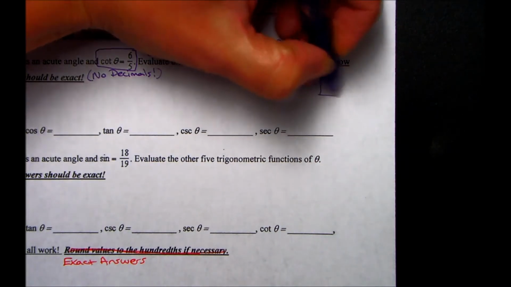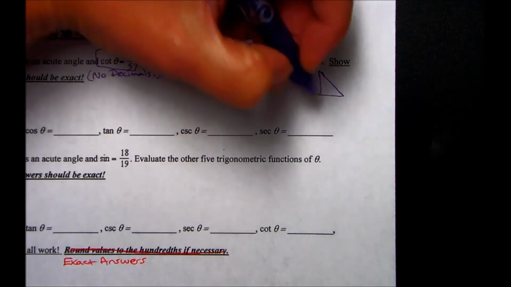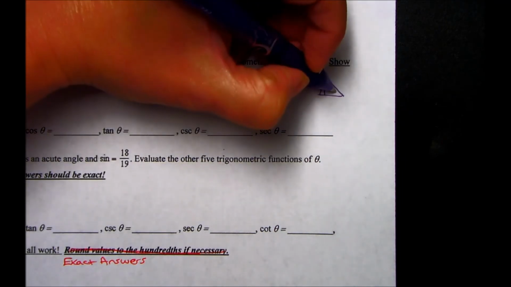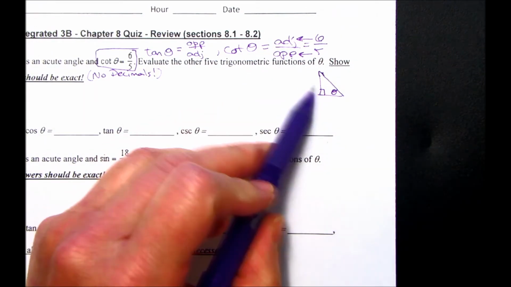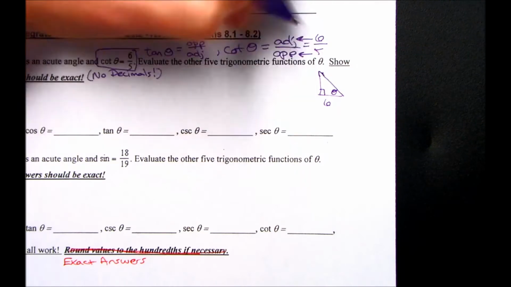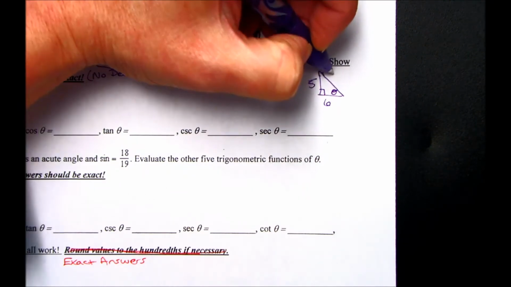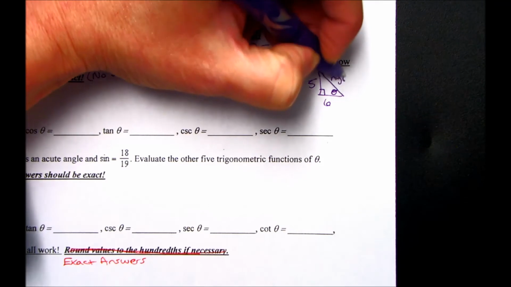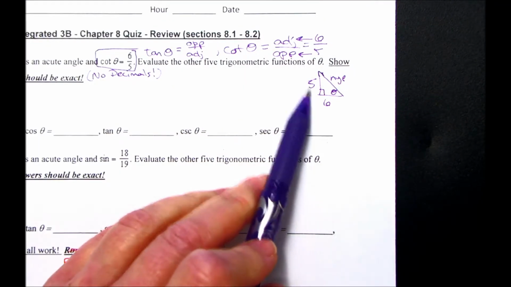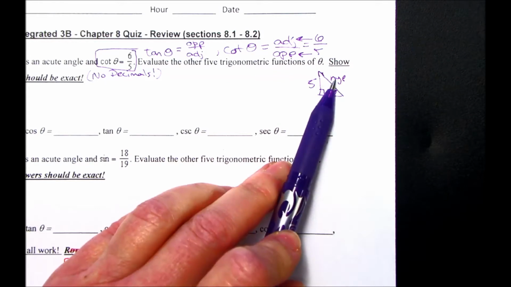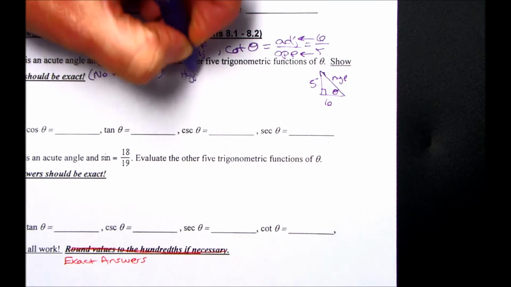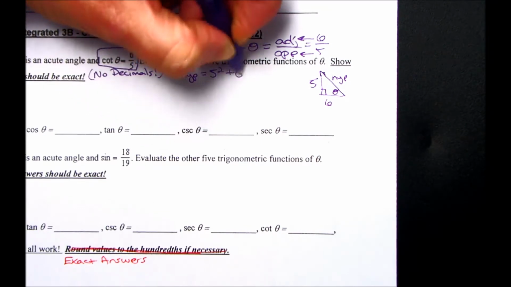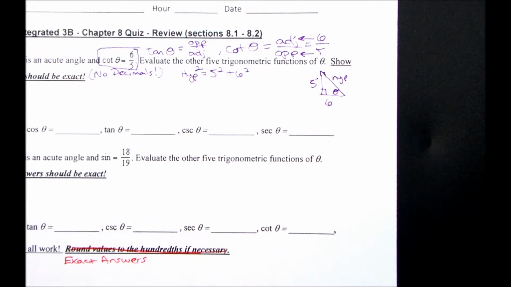So if we make ourselves a little right triangle here to see what's going on, if theta is this angle down here, then the adjacent, the one next to it, is going to be 6, and the opposite is going to be 5. So we're trying to find out the hypotenuse. Your Pythagorean theorem says that a squared plus b squared equals the hypotenuse squared. So the hypotenuse squared is going to equal 5 squared plus 6 squared.